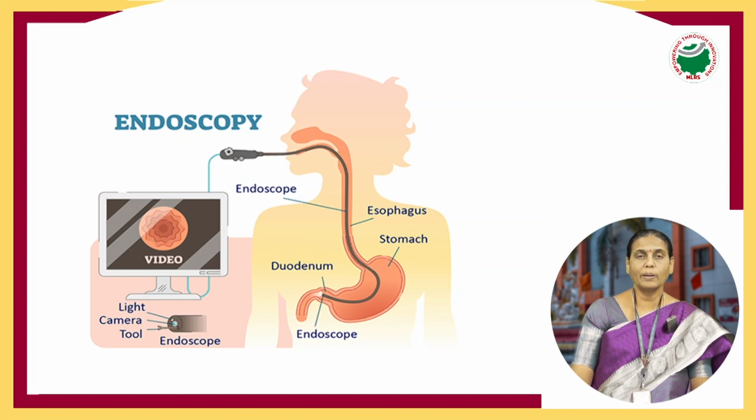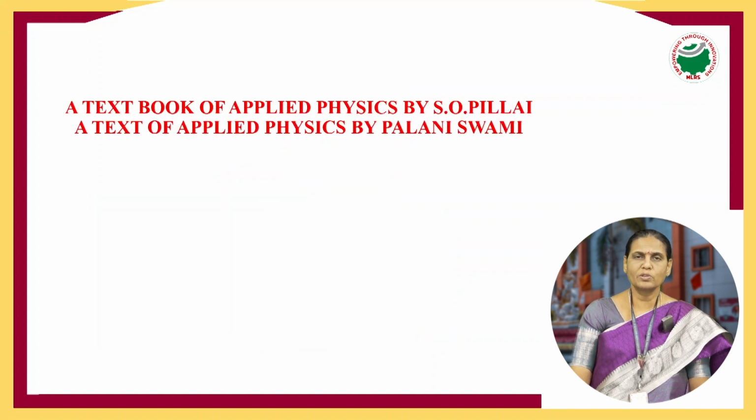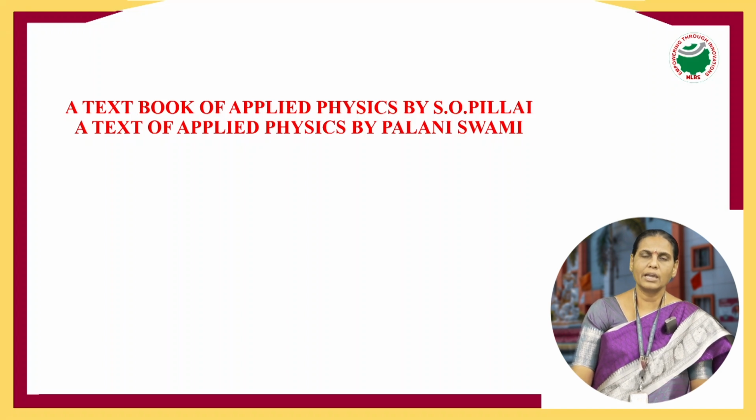Okay, so this is about the optical fibers topic. With this, I have completed lasers and optical fibers, which is the 5th unit in applied physics prescribed in the JNTU syllabus. The textbooks which you need to follow are S.O. Pillai and Palani Swami, because they are designed in a simple manner where you can follow easily.